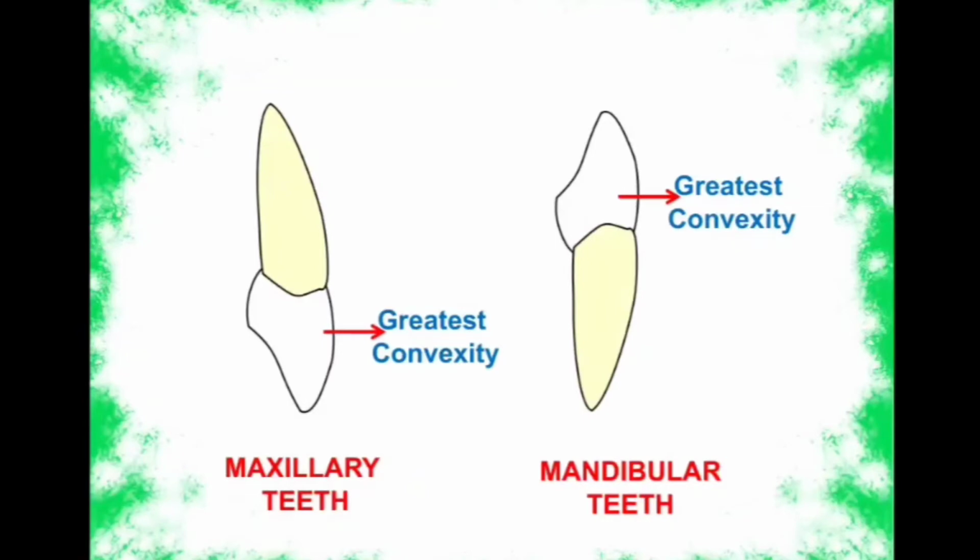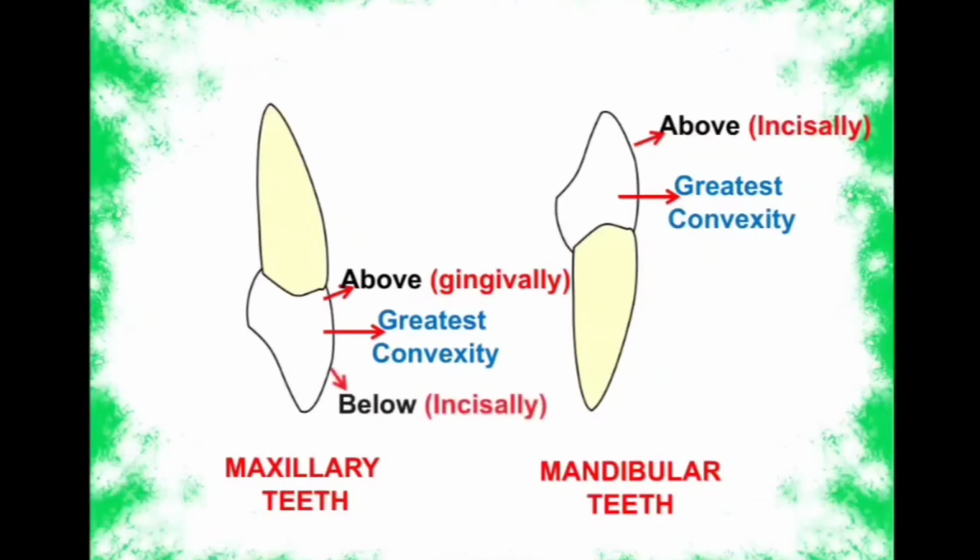What is greatest convexity? It is curved or rounded prominent surface, that means outward surface of the teeth. So above the greatest convexity for the maxillary teeth is placed gingivally, but in mandible it is placed incisally. And below the area of greatest convexity in the maxillary teeth is present incisally, and in the mandible it is gingivally.